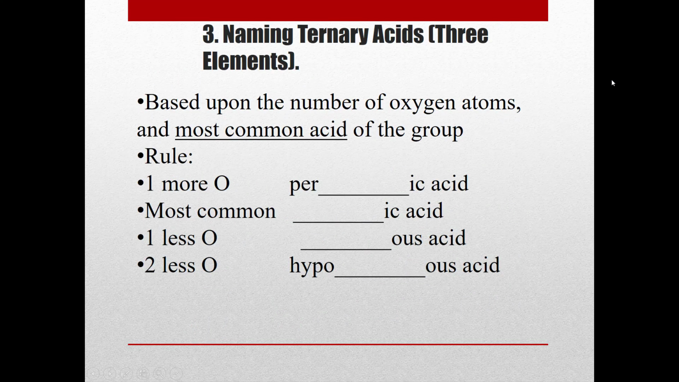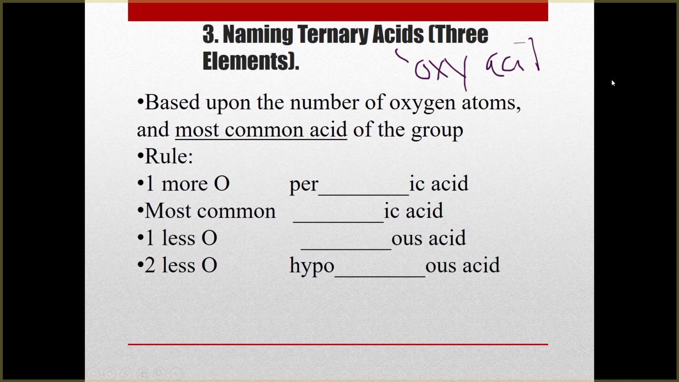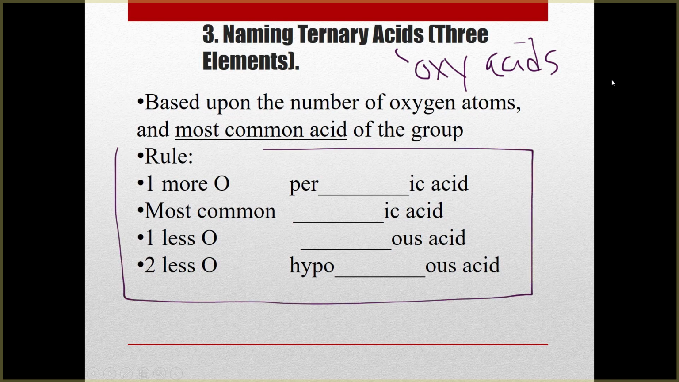Now for ternary acids, you need to know the rule and the pattern. There will be a series of acids, and ternary acids are also called oxyacids, and that is because they have oxygen in them. They'll have a hydrogen and an oxygen and then a nonmetal. And this is the rule that you need to know. It's based off the most common acid of the series, and the most common acid will always end in ic. If you add 1 more oxygen to the formula, then you call it per-ic. And if it's 1 less oxygen, then it will end in ous. So the name gives you a clue of how many oxygens it has.